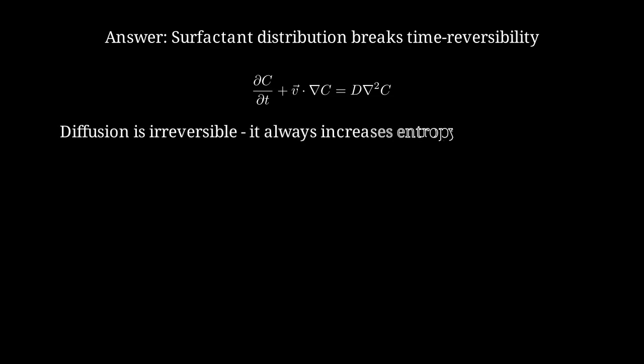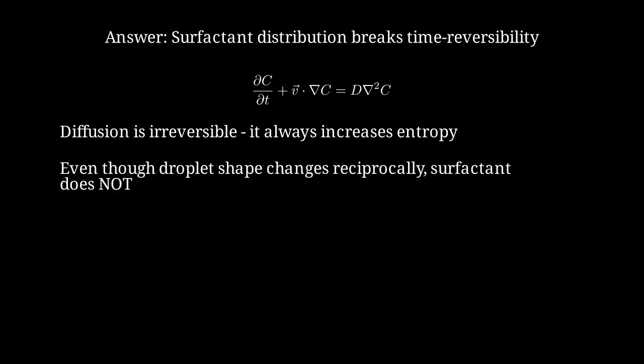Diffusion is fundamentally irreversible. It always increases entropy and mixes things. You cannot unmix a diffused substance by reversing time. So even though the droplet shape might change reciprocally, the surfactant distribution does not. This hidden degree of freedom breaks the Scallop theorem.